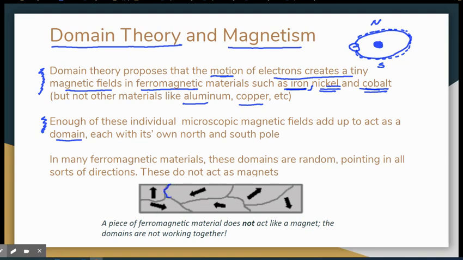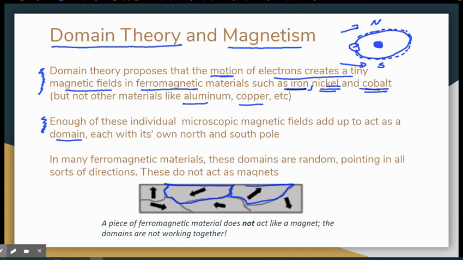If I highlight one of these domains, what you're seeing in this blue region is a whole bunch of atoms lined up with their north and south poles, and a bunch of them add together to give an overall north and south pole to this domain, this one region. So there's one domain. This region over here would be another domain.